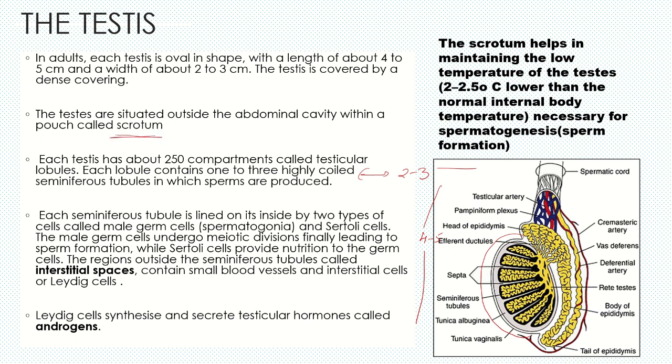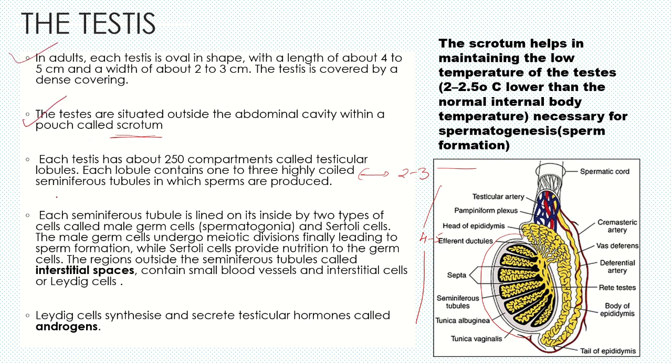What does it do? The scrotum basically is for protection. Apart from protection, the scrotum helps in maintaining a preferable temperature that is necessary for the process of spermatogenesis. What is spermatogenesis? It is the process of sperm formation. So what does the scrotum do? It maintains a temperature that is about 2 to 3 degrees Celsius lower than the internal body temperature. And why does it do so? Because a preferable temperature is needed for the process of sperm formation. I hope this is clear. Okay, so this point is clear.